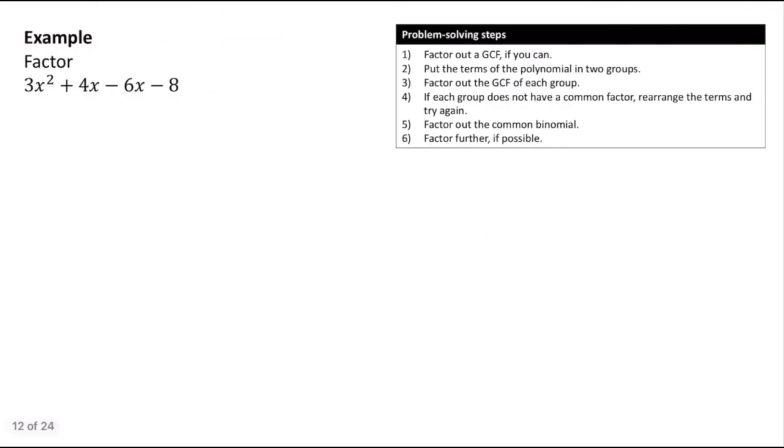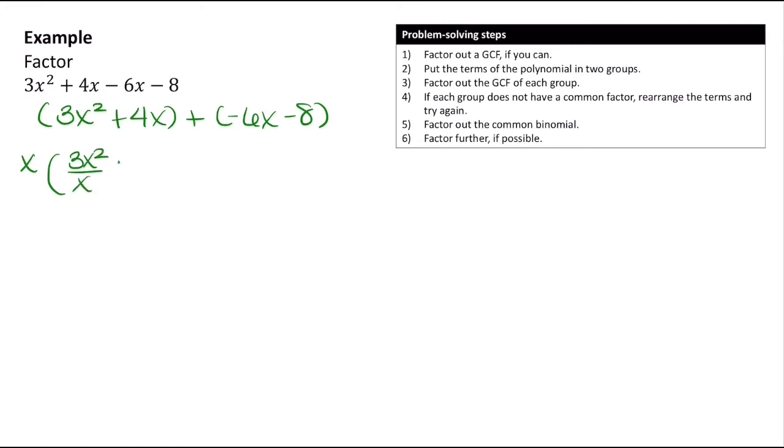So let's start off with this problem. So just looking at this polynomial, I don't see a GCF, so I'm going to go ahead and put my terms into 2 groups. So when I put my terms into two groups, I have 3x squared plus 4x, and then plus negative 6x minus 8. Okay, you want to keep the sign that's in front of the term with it when you put it into a group. Okay, so 3x squared and 4x, they have a GCF of x. So I'm going to go ahead and factor that out. So when I factor that out, that's going to give me x times 3x plus 4.